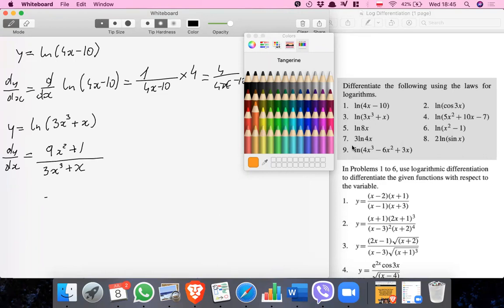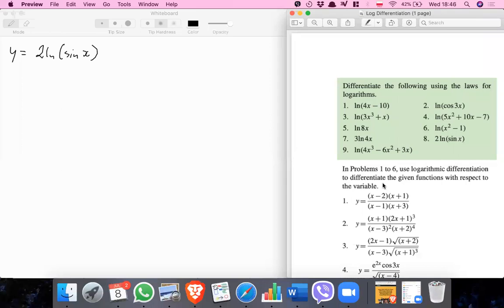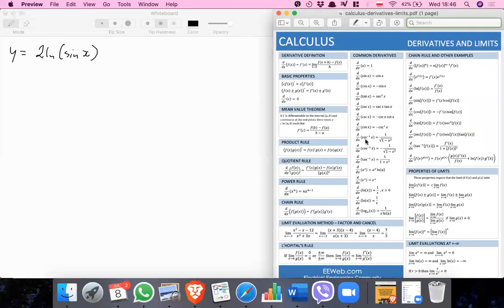Taking a look at another function, we're going to do number 8, which is 2 natural log of sine x. So let me clear this. y is equal to 2 ln of sine of x. Just as a reminder, the derivative of sine of x is cos x.